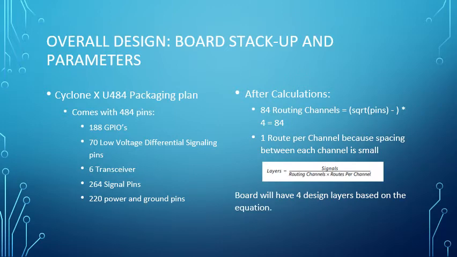With the values we've gathered, we would plug those same values into this equation to find the quantity of layers for our design. By plugging in our respective values for signals, routing channels, and routes per channel, it would give us a quantity of 4 design layers needed.